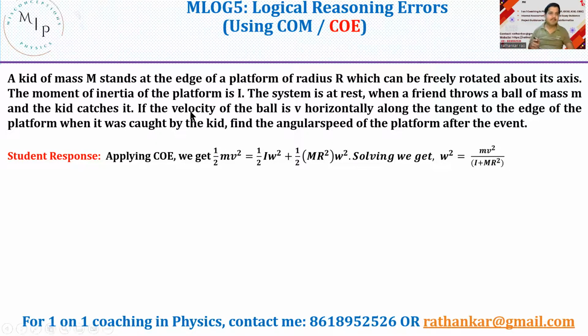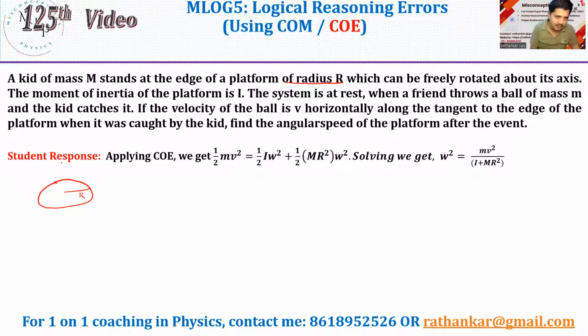A kid of mass m stands at the edge of a platform of radius r. So you have a circular platform. Why circular? Because it has given us radius r. A circular platform of radius r, which can be freely rotated about its axis. I'm going to put this axis at the center. The moment of inertia of the platform is I, and the system is at rest, which means initially it is not rotating.